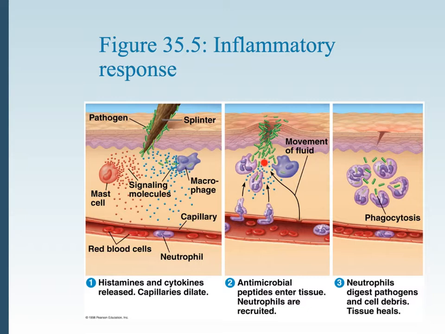Once those cells are at the site of the injury, what we end up with are these phagocytic cells that come in and literally engulf and destroy the pathogens that I showed you a couple of slides ago. So this is your inflammatory response. Inflamed skin tends to be red and warm as a result of this increased blood flow.